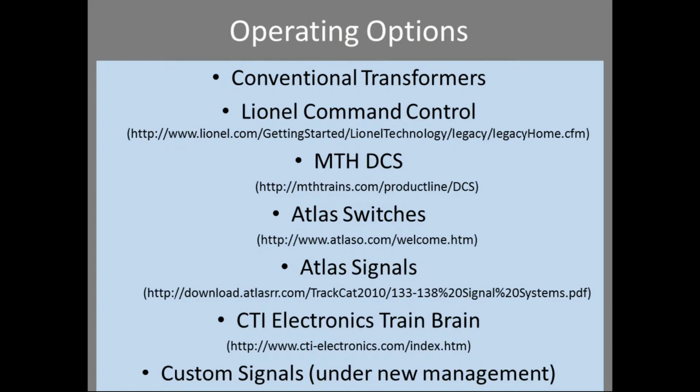Some of the major players in 3-rail O-scale railroading control systems are Lionel, MTH, Atlas O switches, Atlas Signals with their 21st century options, CTI Electronics, and Custom Signals, which apparently is now under new management, but they have excellent products.